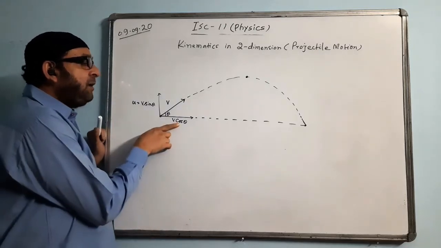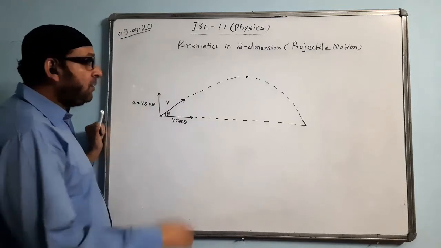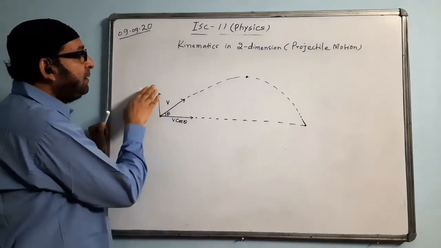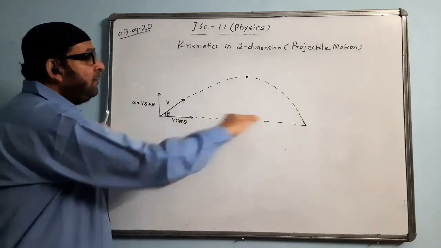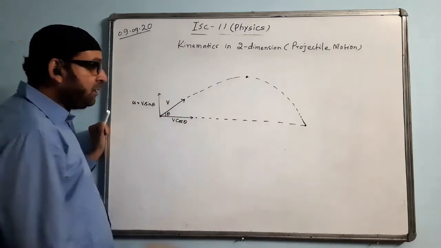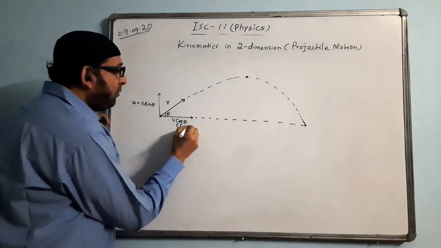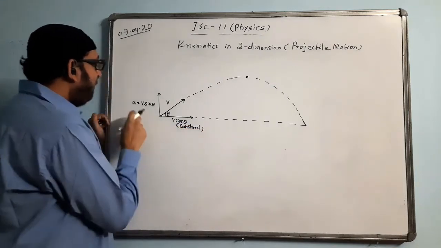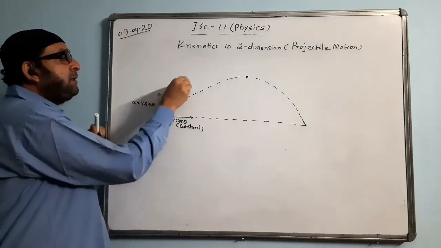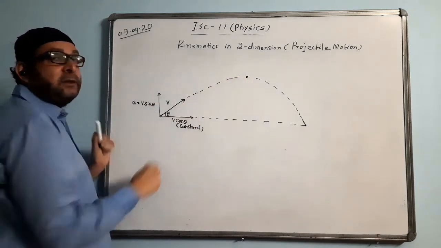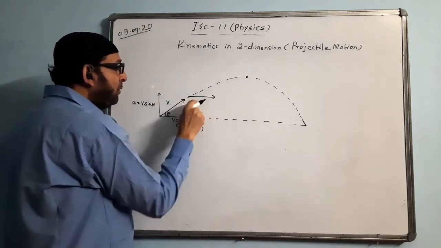And this component v cos theta will be constant throughout. Why? Because retardation acts this way, and acceleration of gravity is there, but this component will have no effect of gravity on it. So this component is a constant component, uniform motion, whereas this will be variable motion. The value of v sin theta will keep on decreasing until it becomes 0.